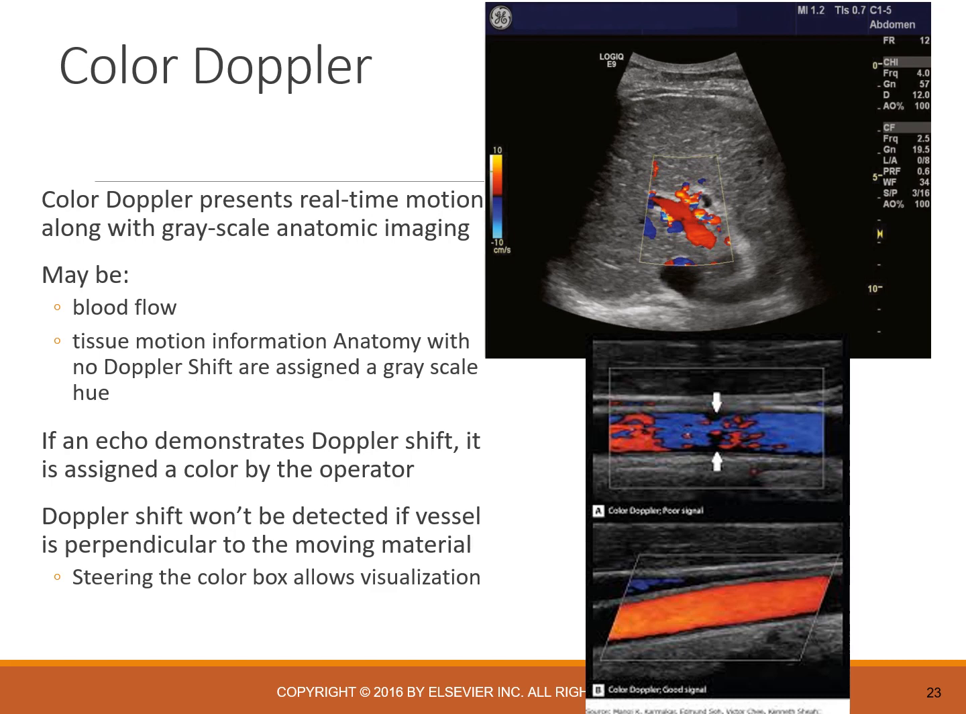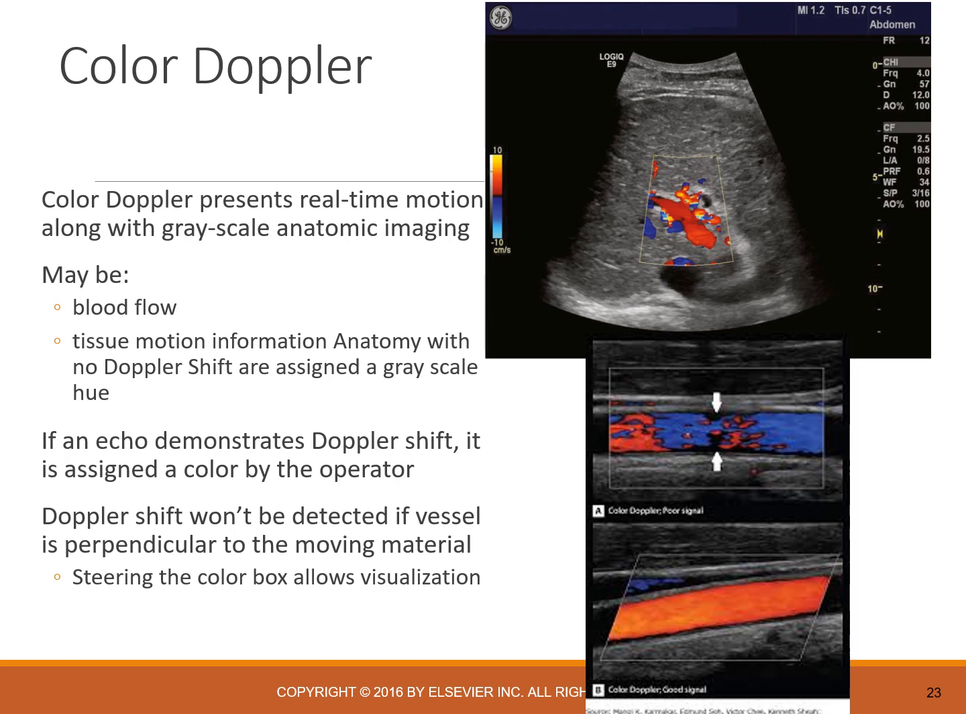Okay. Color Doppler. So color Doppler is using the same thing that we just looked at. The images that we looked at showing the waveforms, those were spectral Doppler. Now we're going to talk about color Doppler. So color Doppler is still using Doppler shifts, and then it's applying a color for the velocities that it detected. So color Doppler represents real-time motion along with grayscale anatomic imaging.